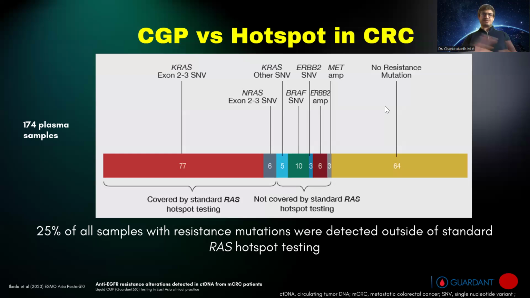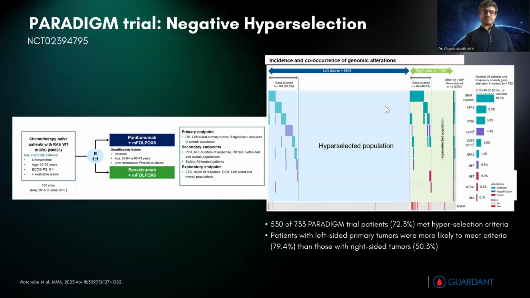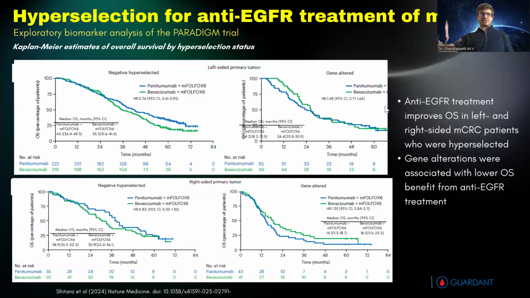If I do an extended CGP and pick these patients up, this is called the PARADIGM trial. Okay, there's an extrapolated exploratory biomarker analysis of the PARADIGM trial. We all feel that for left-sided, it is anti-EGFR and wild type, and right-sided, it is bevacizumab. But look at the curves.